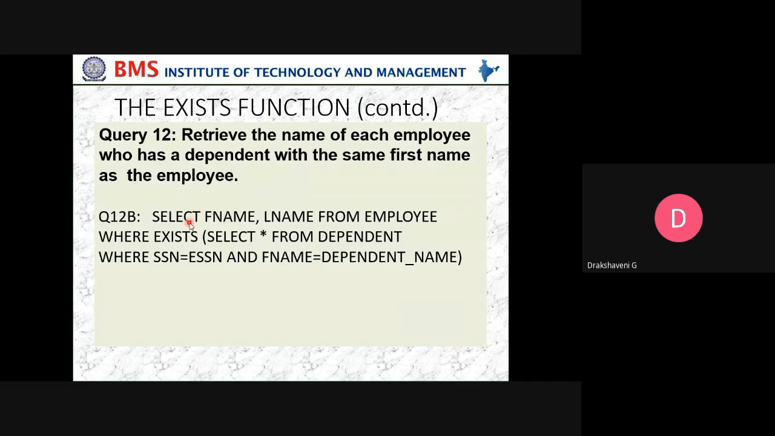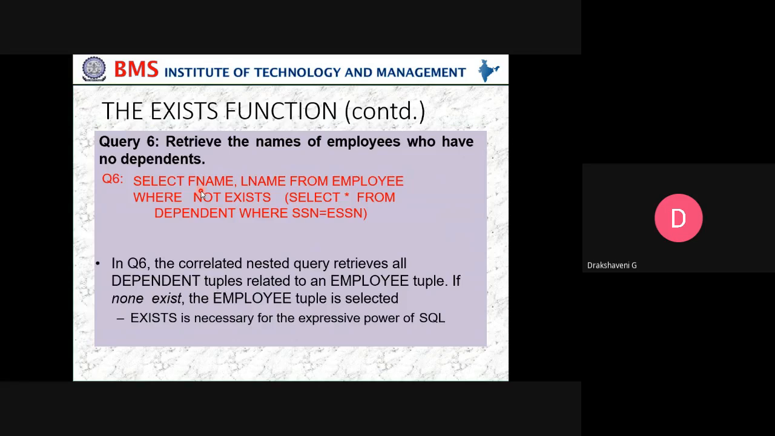So select first name, last name from employee where exists (select star from dependent where SSN equals ESSN and first name equals dependent name). That's where we use the exists function, to retrieve the name of each employee who has a dependent with the same first name as the employee. Then we move on to the exists function.